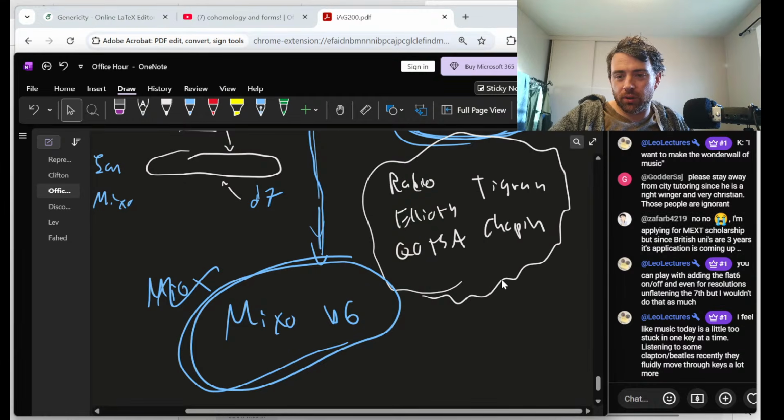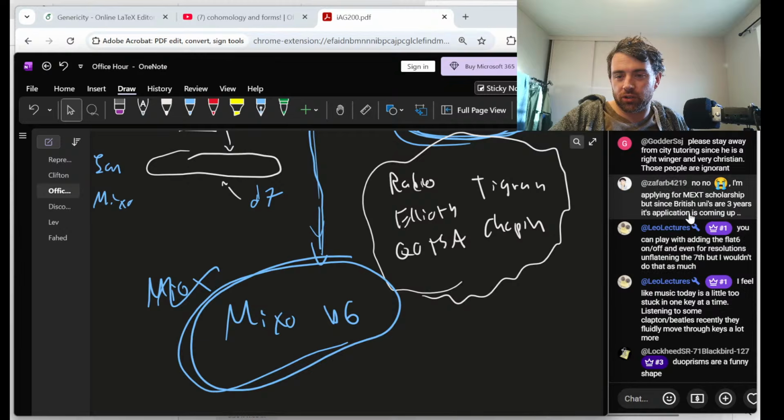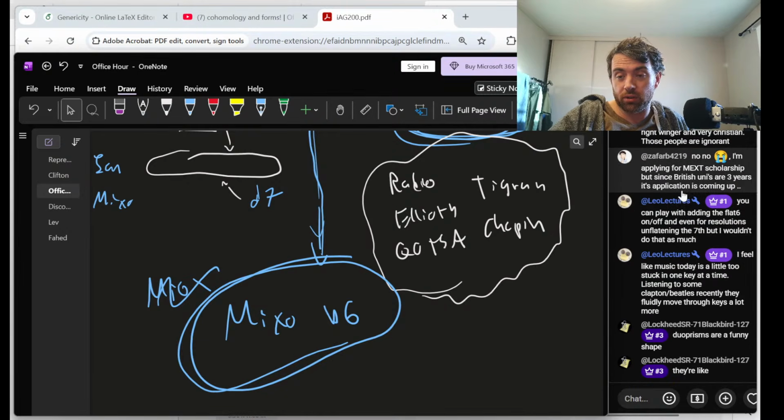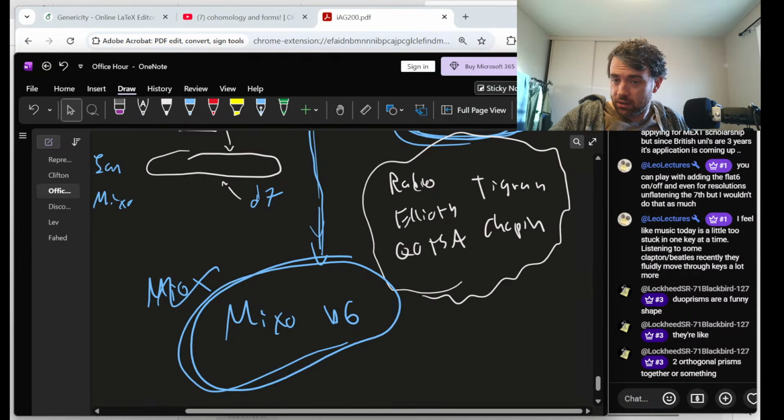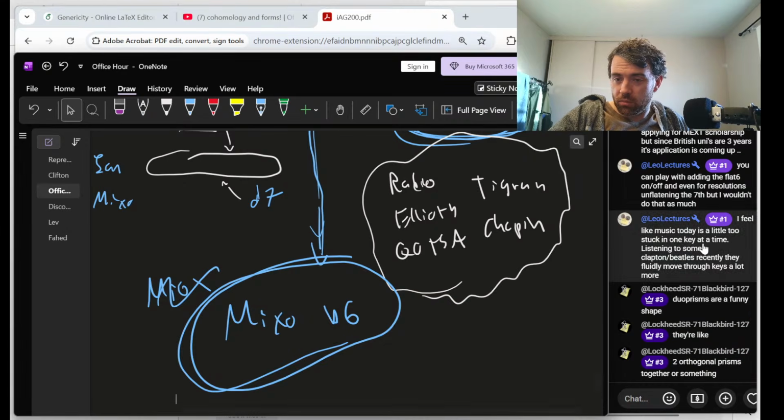You're applying for the next scholarship, but since British unis are 3 years. Oh, British unis are 3 years. Jesus. Okay. You can play with adding the flat six on and off, and even for resolutions, unflattening the seventh, but you wouldn't do that as much. Okay. Music these days is a little too stuck in the key. Yeah, maybe that's why I'm liking key changes.